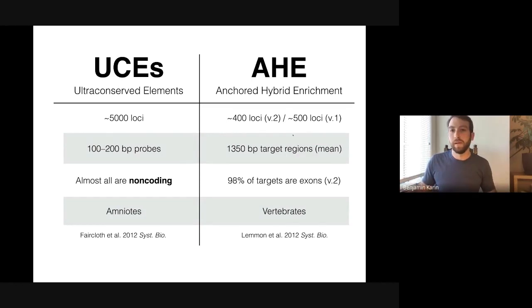Anchored hybrid enrichment has about 400 to 500 loci, depending on the version. They target much longer regions. They are primarily now, in version 2, almost all on exons, though they do target flanking regions and introns as well. And they work across a broader taxonomic scale in all vertebrates, so that includes fish and amphibians.